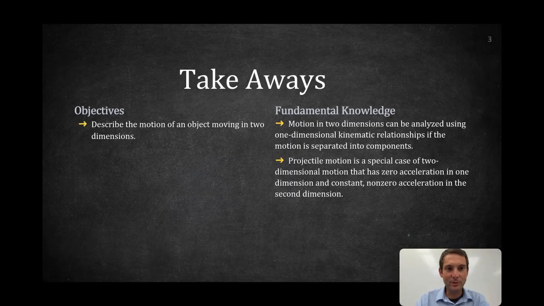By the end of this lesson, we'll be able to describe the motion of an object moving in 2 dimensions. To do that, we need to know that motion in 2 dimensions can be analyzed using one-dimensional kinematic relationships if the motion is separated into its components. Projectile motion is a special case of 2-dimensional motion that has zero acceleration in one dimension and constant non-zero acceleration in the second dimension.